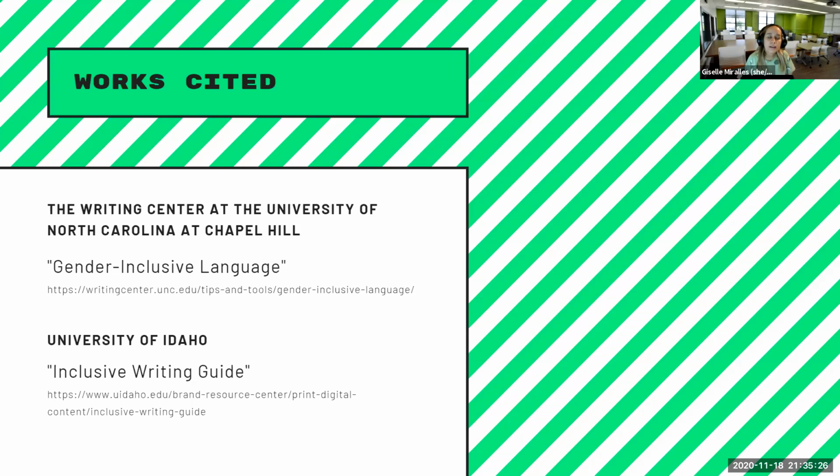Some of the works cited from this workshop are the Gender Inclusive Language handout from the Writing Center at the University of North Carolina at Chapel Hill. If you've seen my workshops before, I use a lot of their materials, very helpful. Highly recommend their website if you do have other writing questions. We also have an article from the University of Idaho called the Inclusive Writing Guide, which I also got some of the information from this workshop from. Both great resources if you do want to learn more about how to write inclusively.